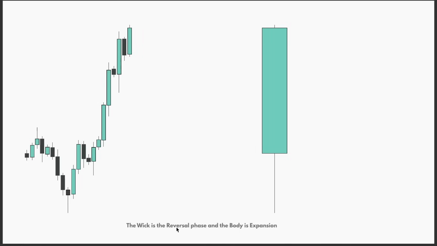Now, the wick is the reversal phase. From the opening price, the price went lower to create this wick, and now it is reversing back. When the price is crossing the opening price of a candle, it is also changing the state of delivery and creating that wick. Now, using the phase of price delivery, we have a reversal established, and now we will trade the continuation, or the body of the candle.